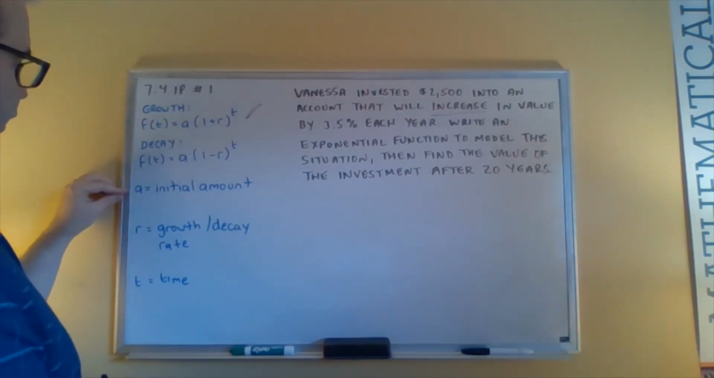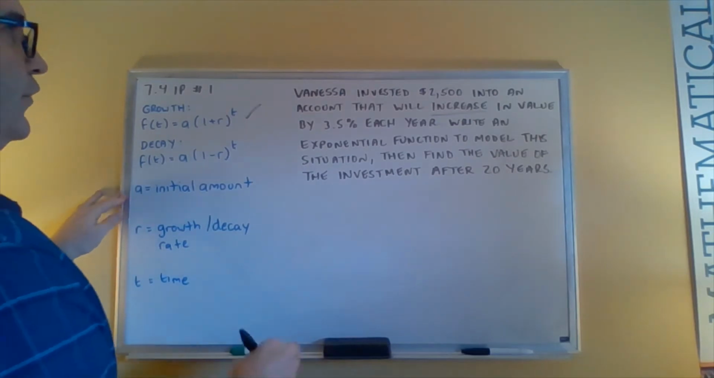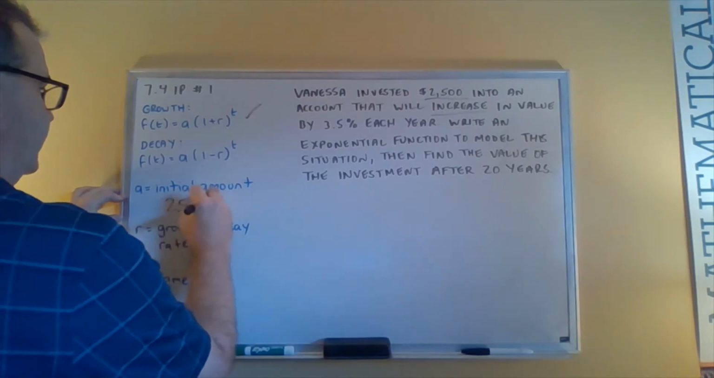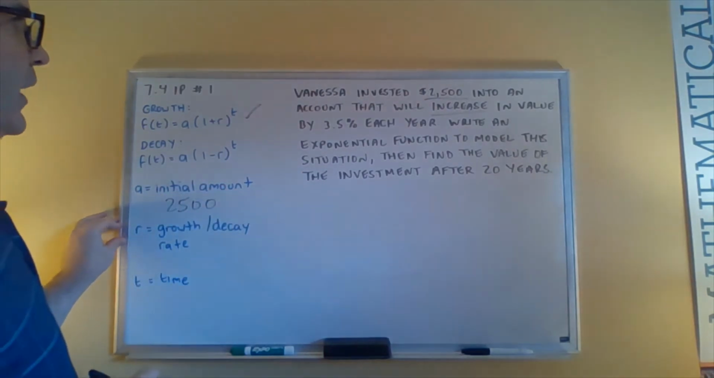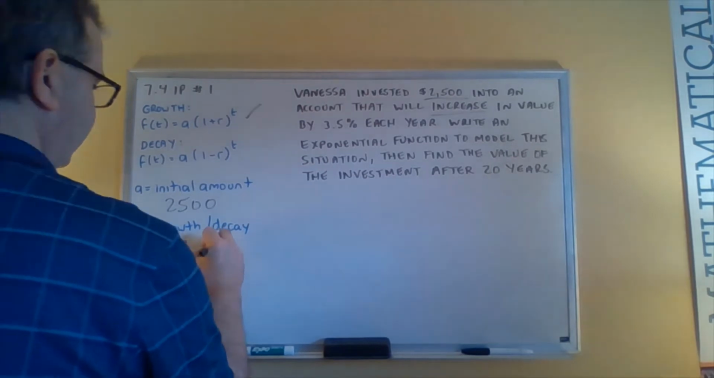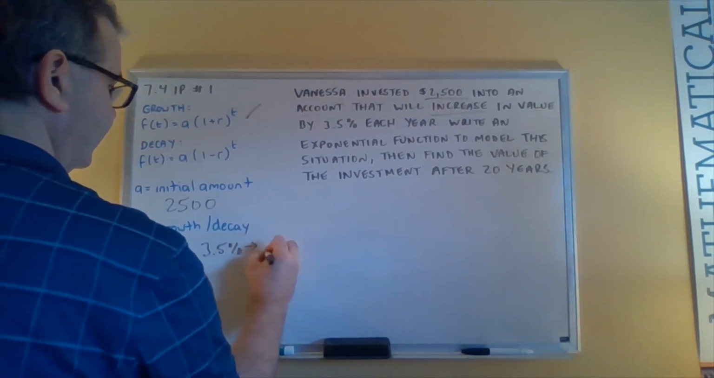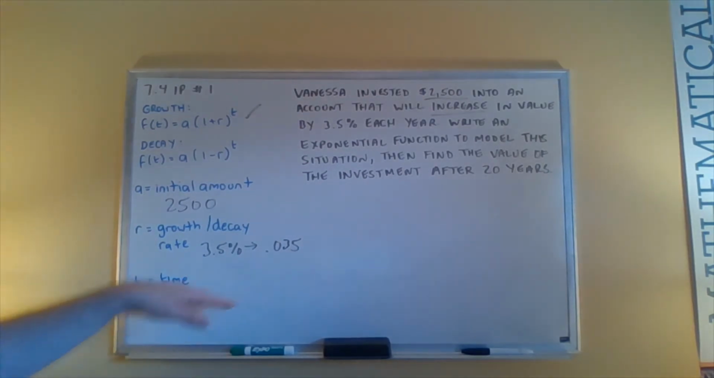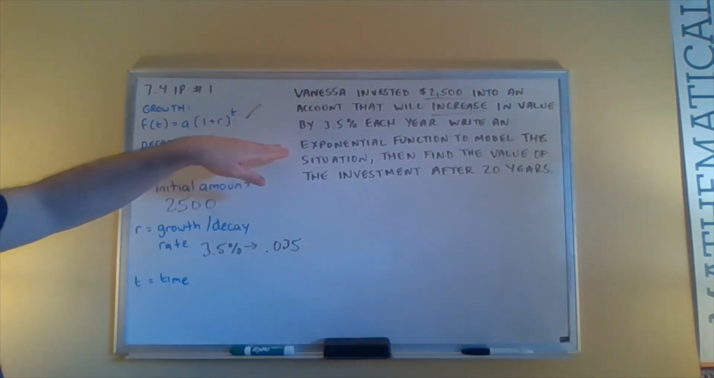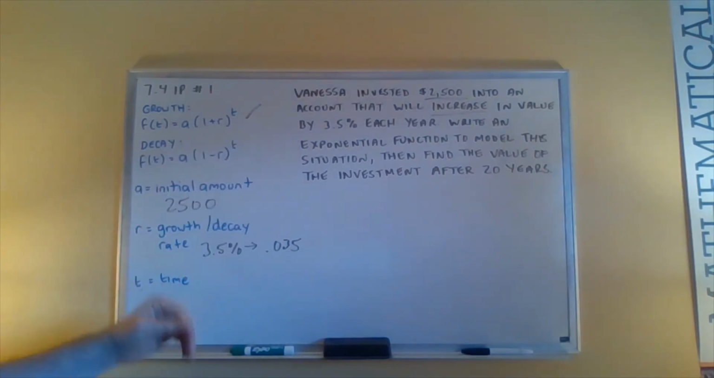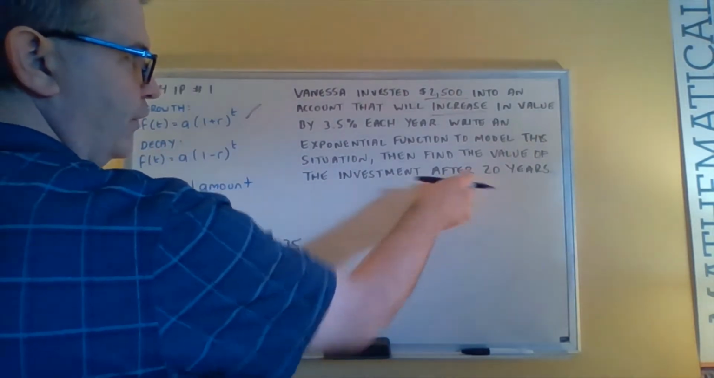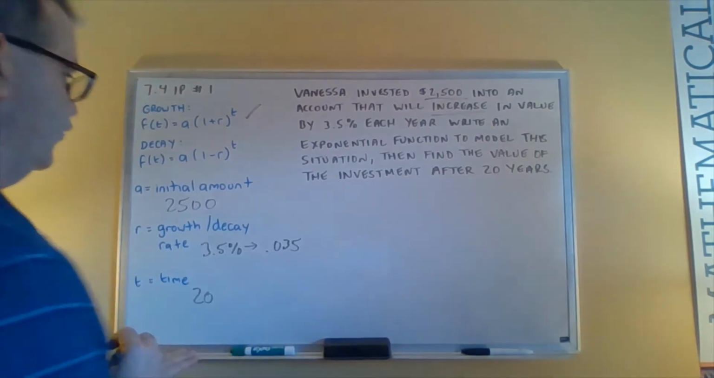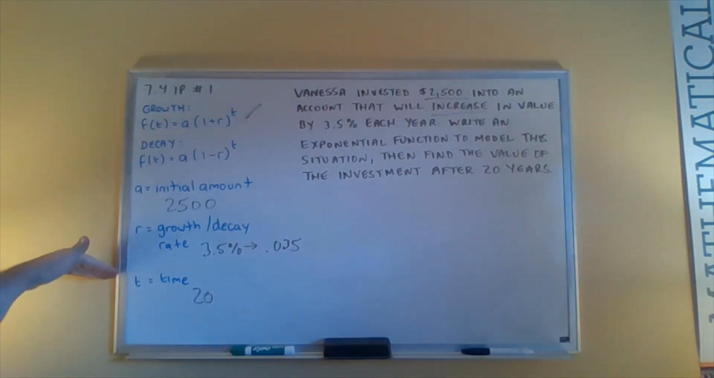Now we just have to identify our A, our R, and our T. A is our initial amount. Our initial amount is right here, $2,500. Our growth rate is right here, 3.5%. We're going to write that as a decimal, so that's 0.035. And finally, time. First we're going to write an exponential function, so time is going to be T. But then ultimately, for the second part of our question, we're going to have to find the value of that investment after 20 years. So that's when T will equal 20. All right, so we've got all our values here.